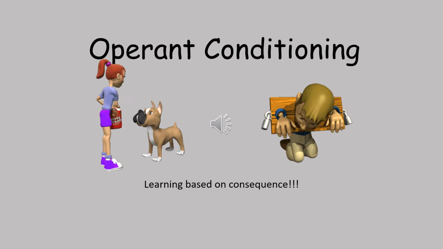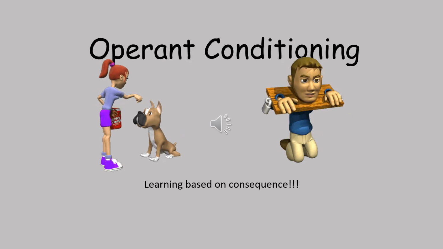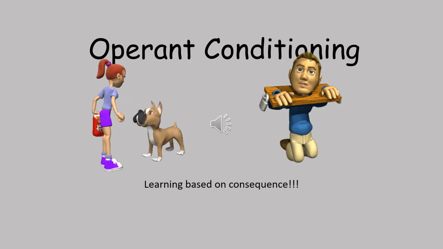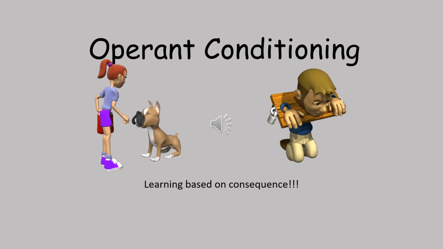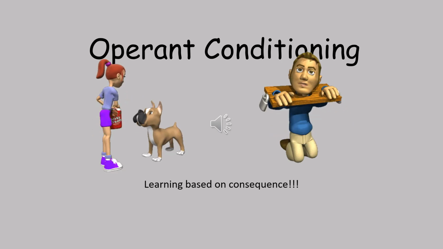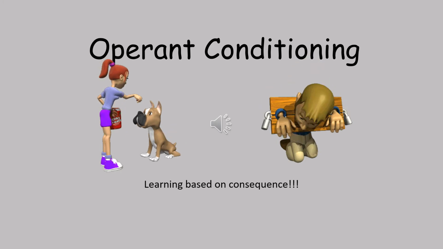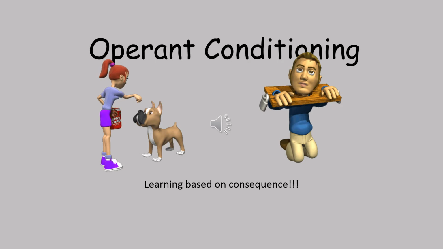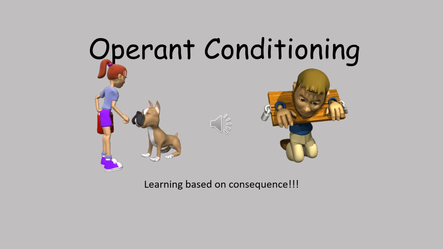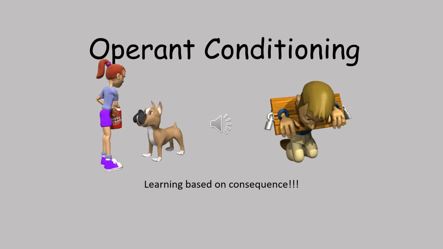In this PowerPoint, we'll be looking at operant conditioning. Operant conditioning is based on reinforcement and punishment, or consequence. We tend to associate operant conditioning with B.F. Skinner. However, E.L. Thorndike is the one who came up with the principle that operant conditioning is based upon.